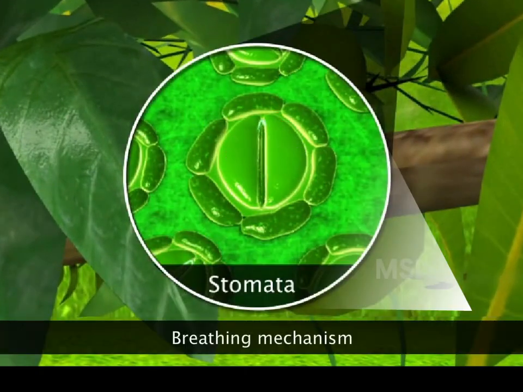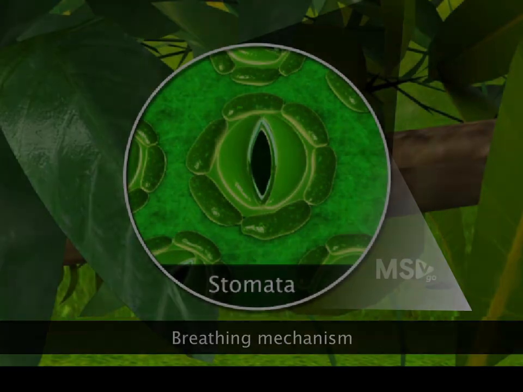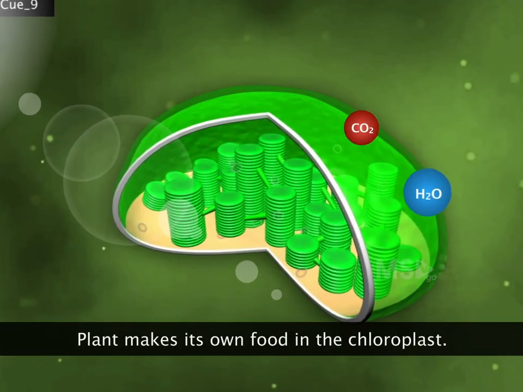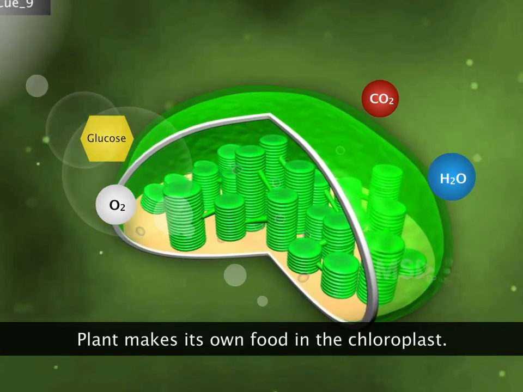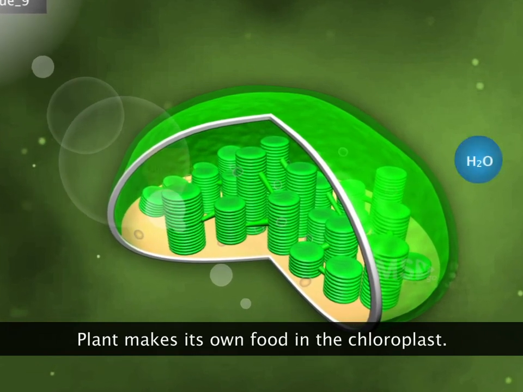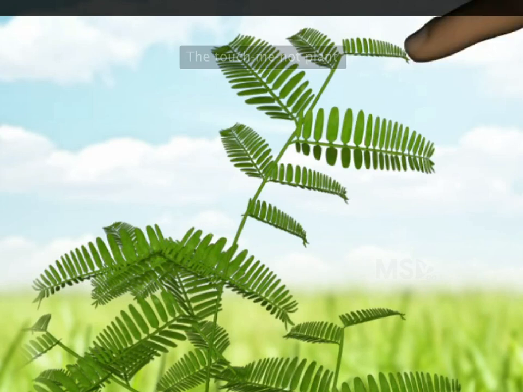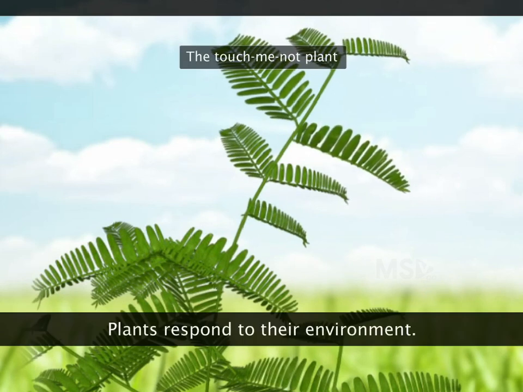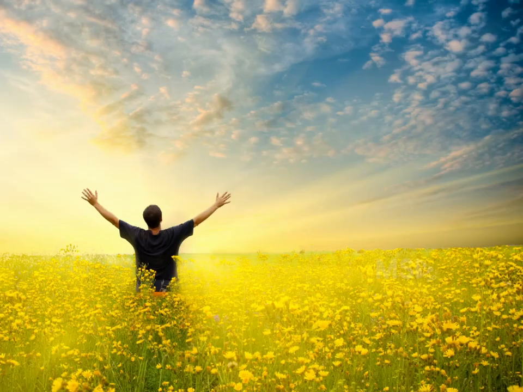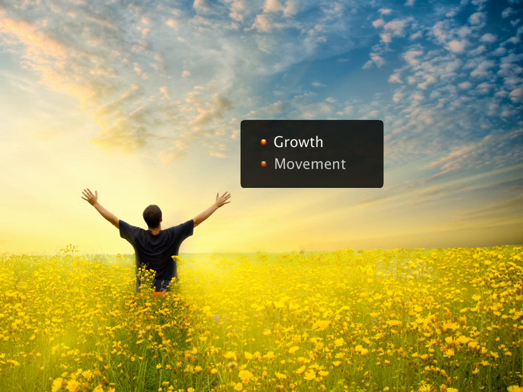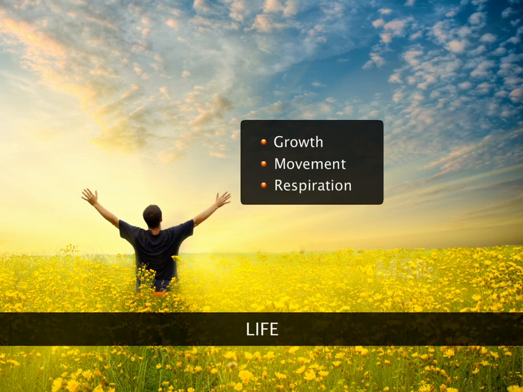Plants take in carbon dioxide and release water vapor through their stomatal openings. Plants prepare carbohydrate molecules in their chloroplasts, which is food for them as well as for us. Plants respond to external stimuli. Let's look at some of these features that define life.